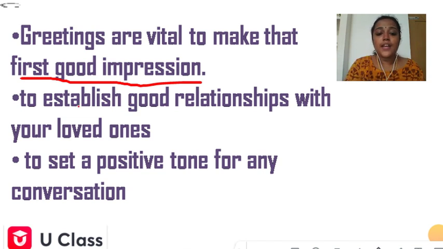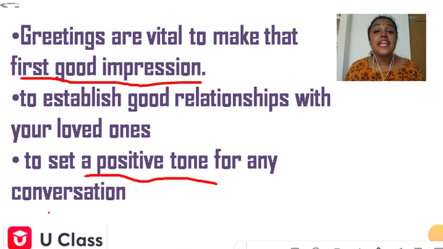Second, it helps to establish good relations with your loved ones. It will help to establish a good relation with people who are very close to us or our loved ones. And what is the third point? It sets a positive tone for any conversation. So greeting always helps us to set a positive tone for any conversation. So this is why we consider greeting as really important.